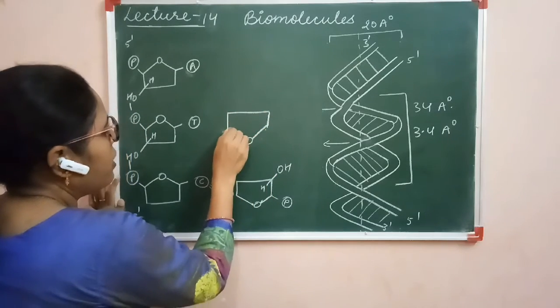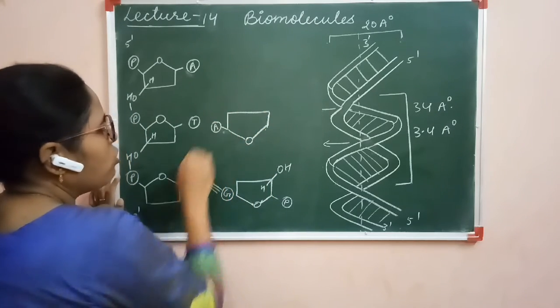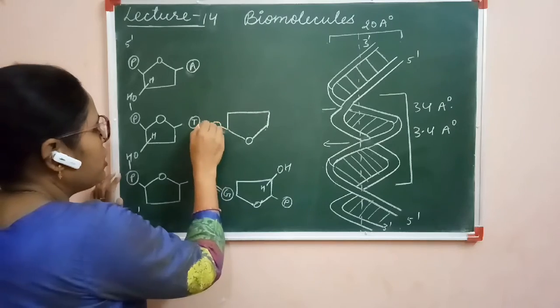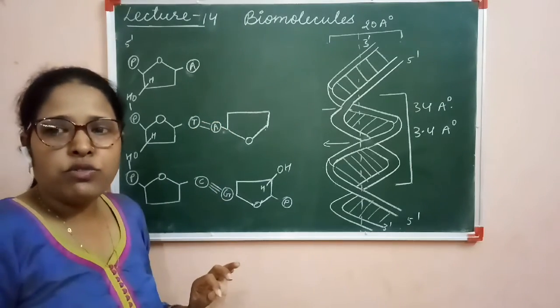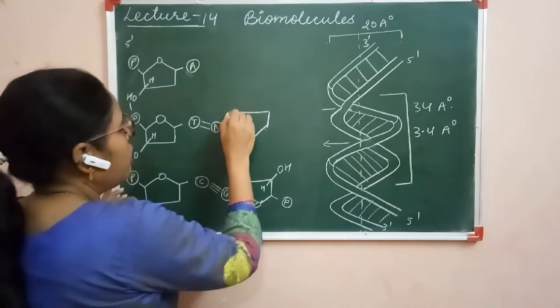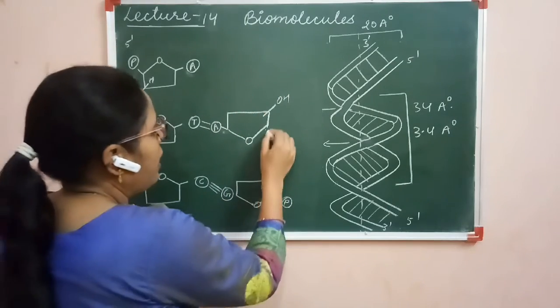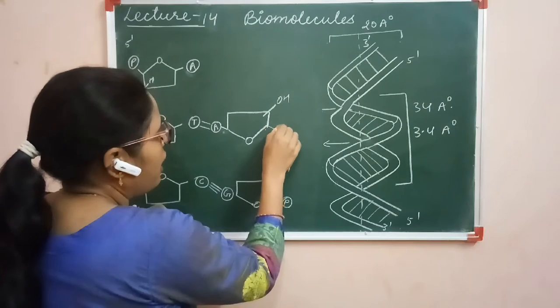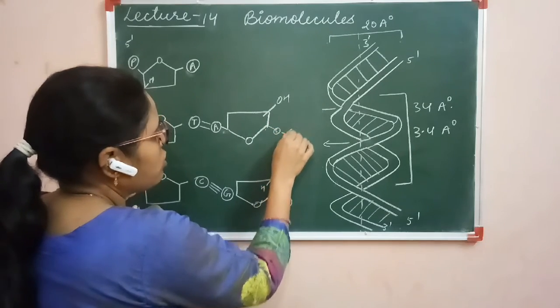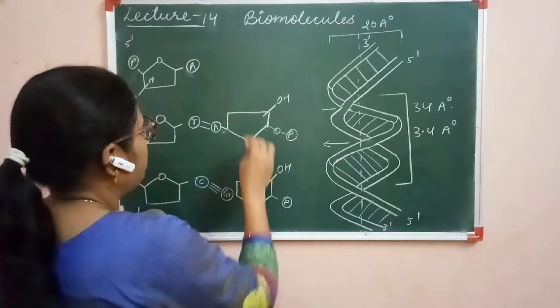Now the next, this is the next sugar. This is the first carbon, and at first carbon nitrogenous base is there. It pairs with T and is attached with a double bond. 1, 2, 3, at 3rd carbon OH group is there, and at 5th carbon, here the phosphoric acid is attached.